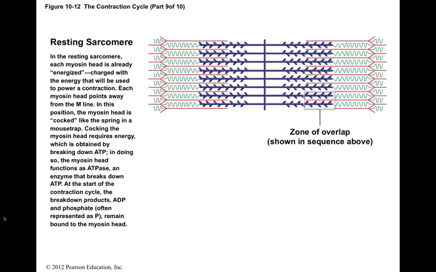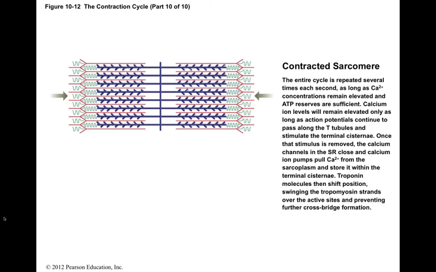This is an example of a resting sarcomere where each myosin head is already energized or charged. See how each myosin head is pointing away from the M line. In this position, the myosin head is cocked. This diagram shows the contracted sarcomere.